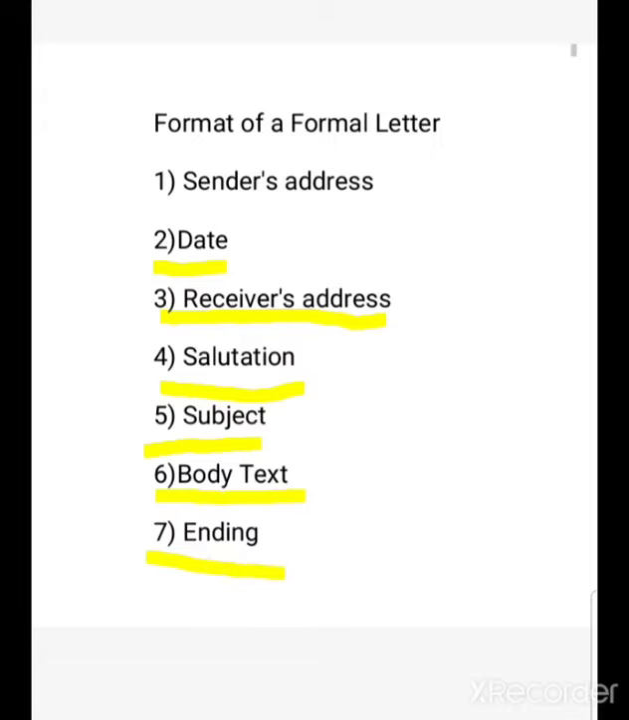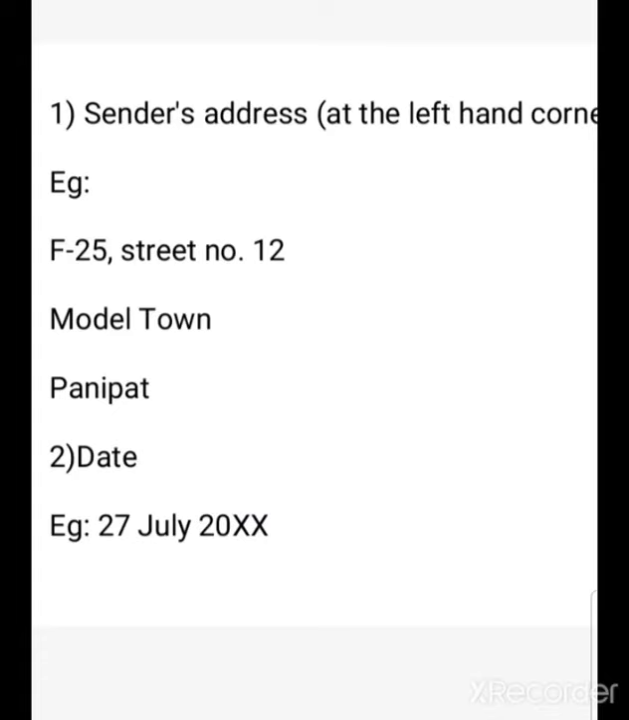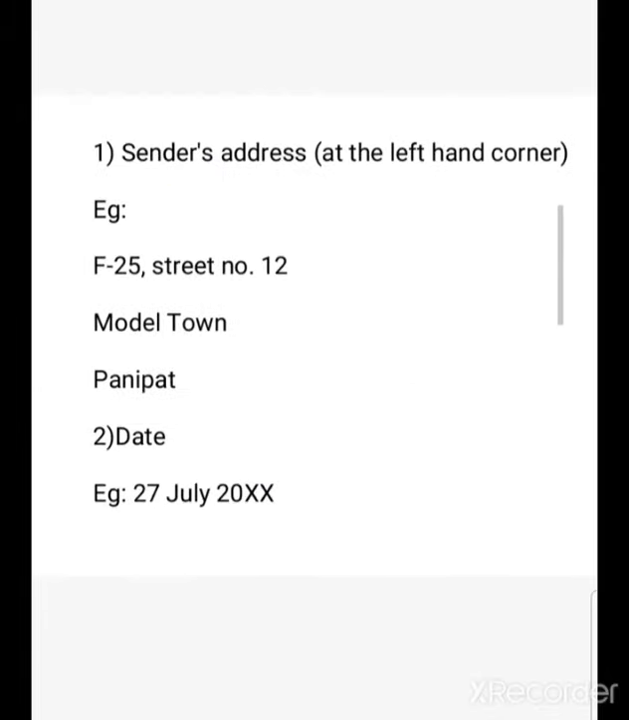First of all, we are discussing the sender's address. Sender means who is writing the letter. The sender's address must be written at the top left hand corner of the page. For example, this is the address, F25 street number 12, Model Town, Panipat. You need not write the name here. Only the address of the sender is written here on the top left hand corner of the page.